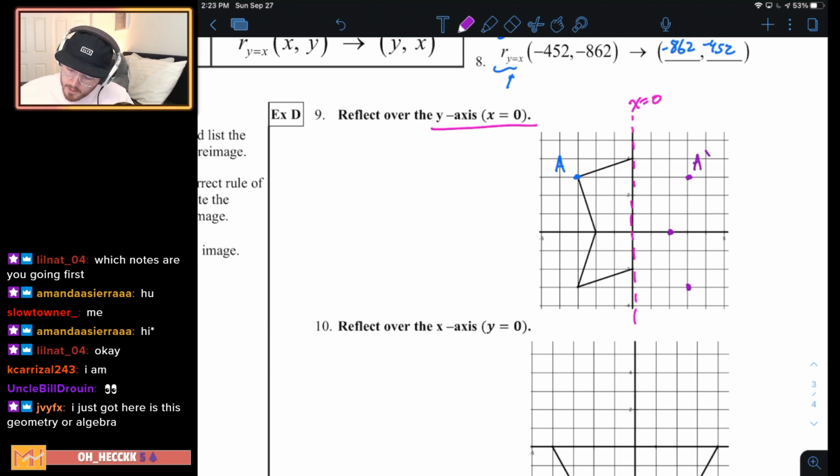A prime. We'll call this B. It was 1, 2 away, so this one's 1, 2 away. This is C, which is 1, 2, 3 away. So the other guy's going to be 1, 2, 3 away. It's really that simple. Do not overcomplicate this, right? We all know what a reflection is. We see it in the mirror every day. It's just like a carbon copy, but flipped.